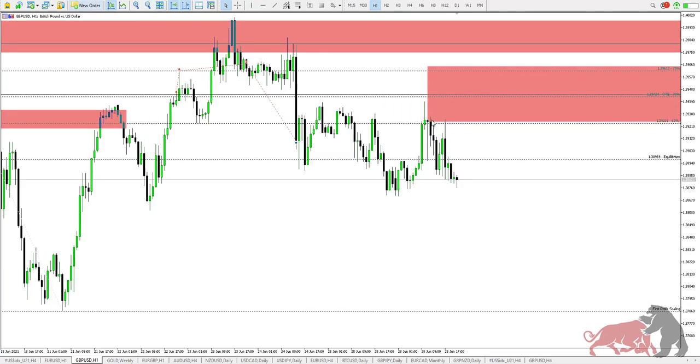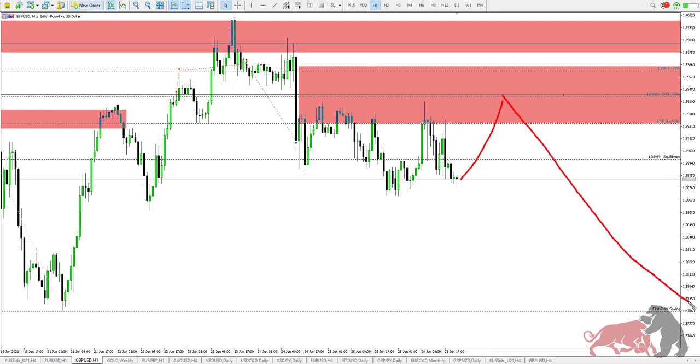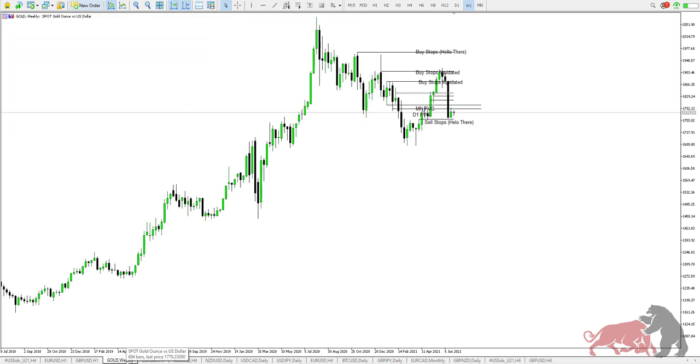Expect price to find resistance in this range here, which it has done since last week's price action. This level is going to provide resistance with your target set at 1.37860. Then finally, let's look at gold.